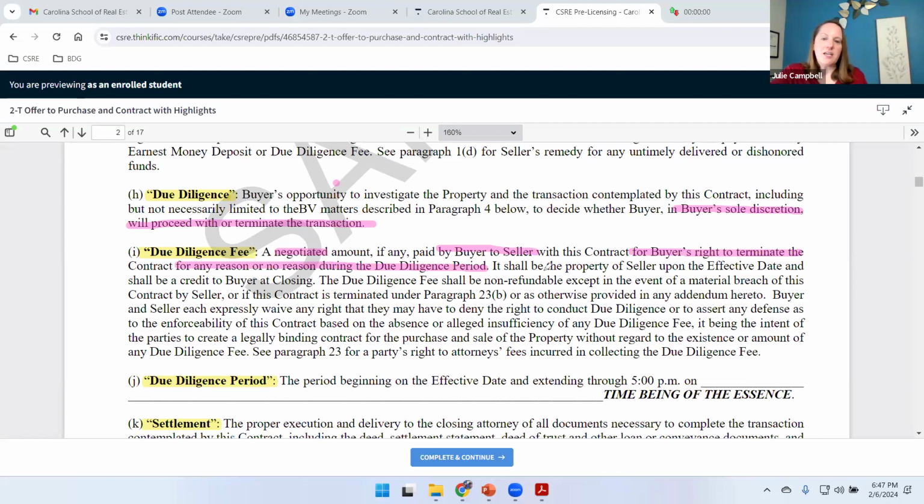The due diligence fee shall be the property of the seller upon the effective date. It's going to be a credit to the buyer at closing. It's non-refundable except, and we've got a couple of situations where it might be refunded. The biggest reason why it might be refunded is if the seller's in breach. If the seller's in breach, the buyer may be able to go back and collect that.